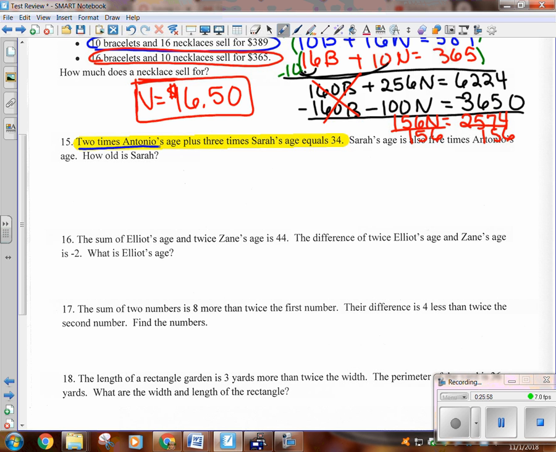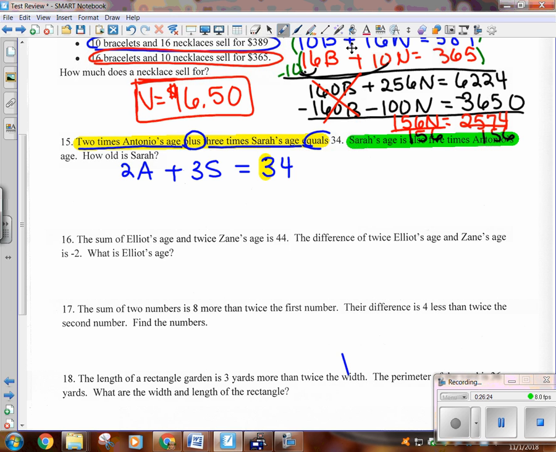2 times Antonio's age is going to be 2A. Plus, that's an add sign. 3 times Sarah's age, 3S. Equals. And on the other side of the equals is 34. Okay. Sarah's age is.